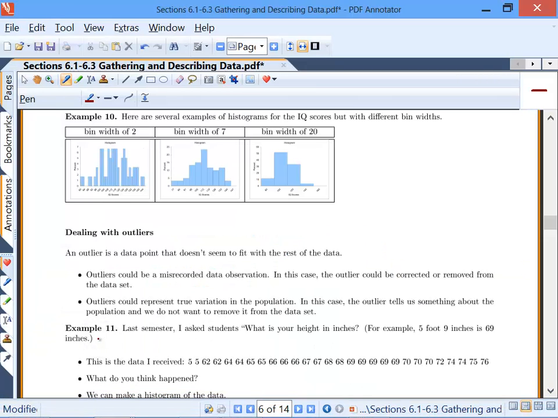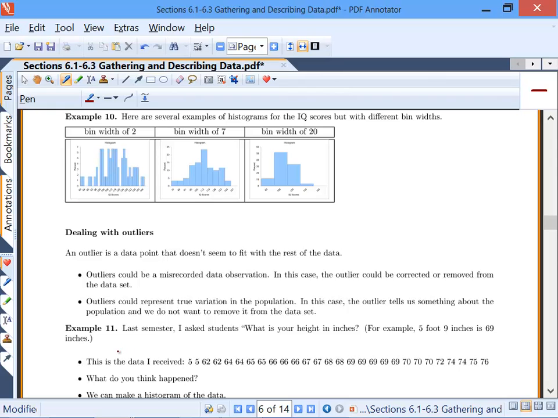So the next thing we're going to talk about is dealing with outliers. An outlier is any data point that doesn't seem to fit with the rest of the data. Like with this example 10, notice how there's a couple points down here at the bottom that don't quite seem to fit in with the rest of the data. That could be a good example of an outlier.